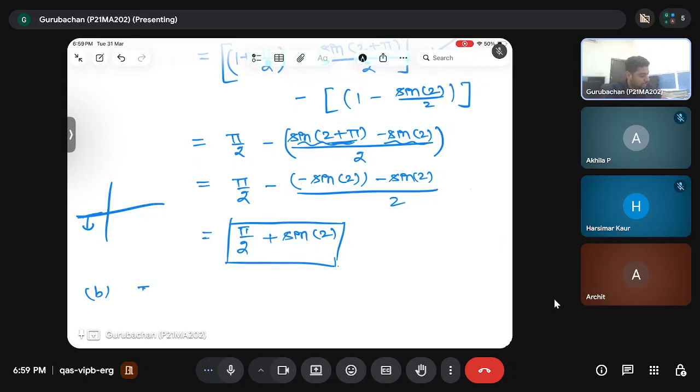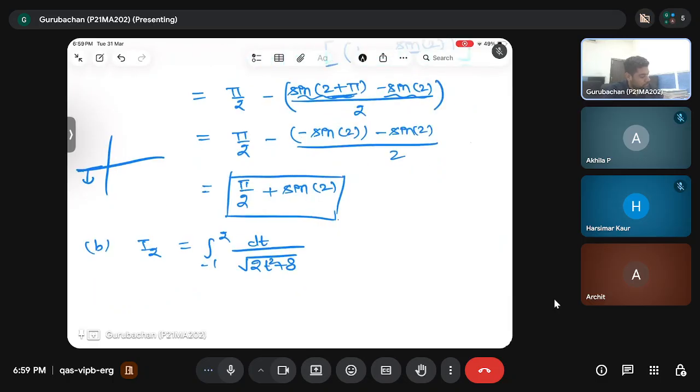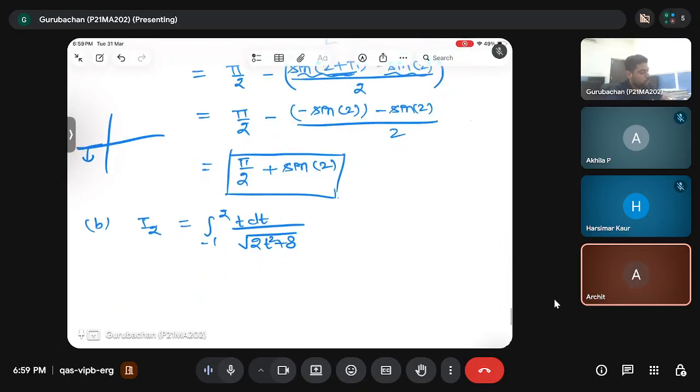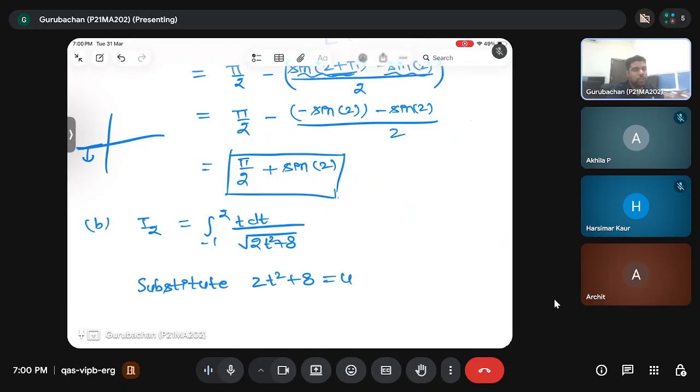So what was the I2? I am rewriting it: integral from minus 1 to 2 of t dt divided by under root of 2t square plus 8. So here what will you substitute? u equals 2t square plus 8. Why not only t square? If you substitute 2t square plus 8, it will be more convenient and easier to solve. Addition of a constant or multiplication by a constant will not affect the integral in any sense.